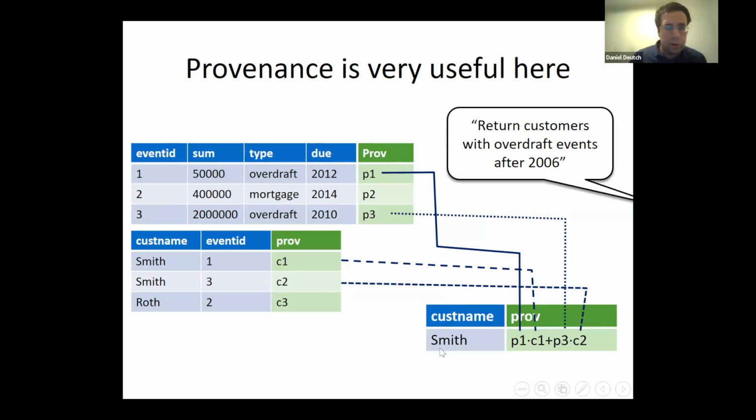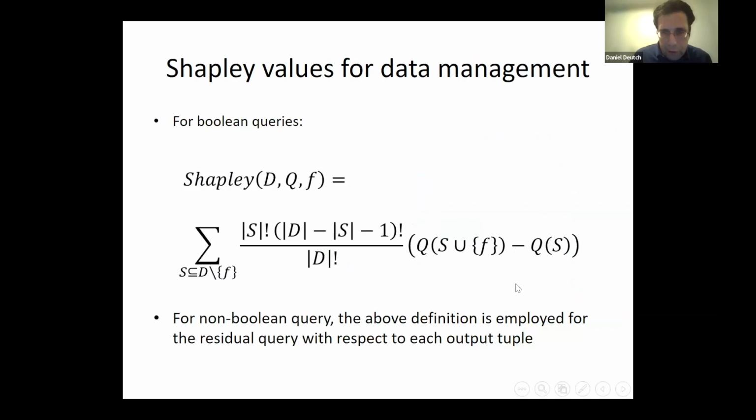So a particular form of why is what's known as provenance. And in this setting, we have joined P1 with C1, and we could have also gotten this result by joining P3 and C2. So this is provenance, and provenance is actually very useful if you look at this formula where we want to compute the query result over subsets.